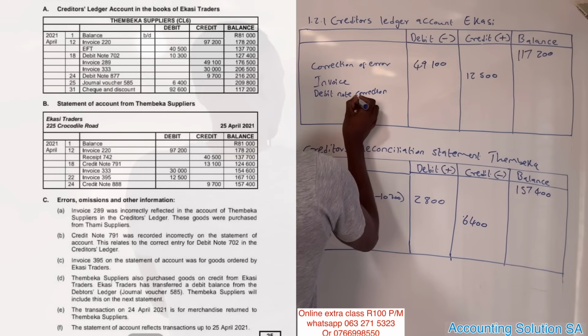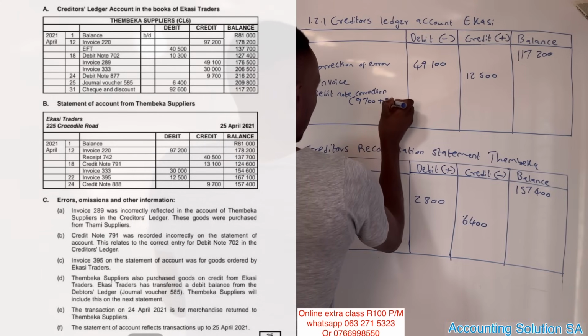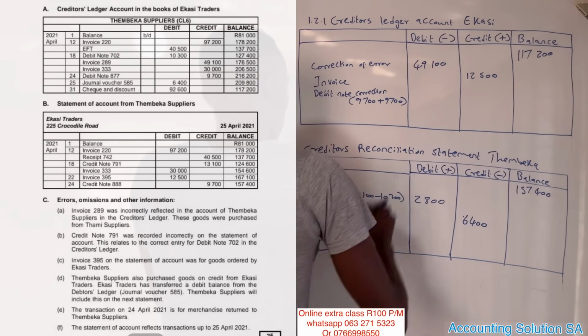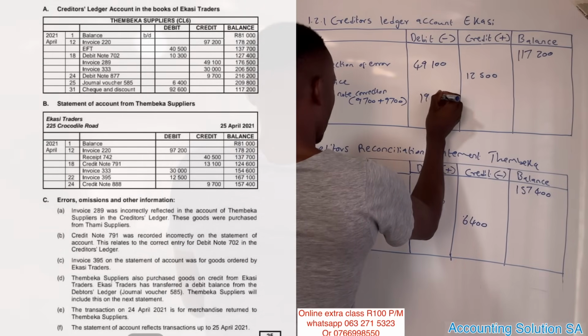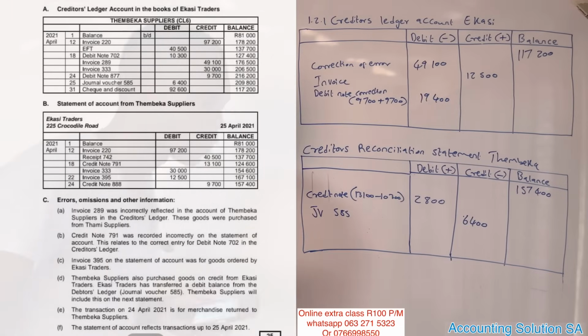Okay, the calculation will be 9,700 plus 9,700. It must be recorded twice. Okay, which is going to be 19,400 this side. Very simple, guys.